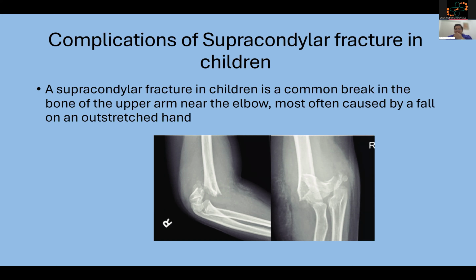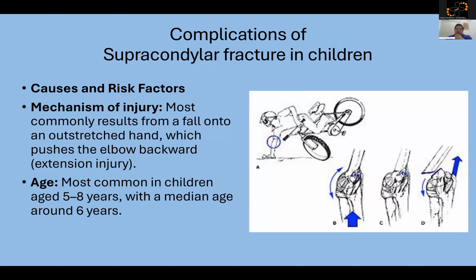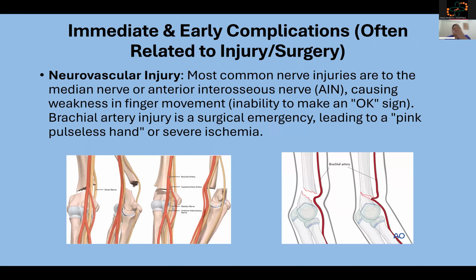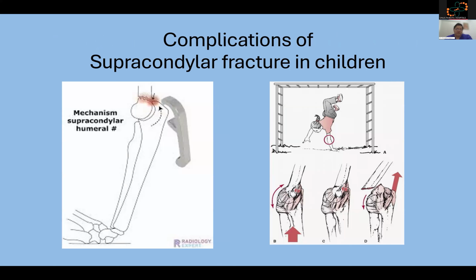The mechanism of injury is usually an outstretched hand with hyperextension, where the elbow gets hitched into the olecranon fossa and then breaks over the supracondylar area. Sometimes it will be comminuted also. When it comes to classification, there are four types of supracondylar fractures. Most complications are seen in type 4, where there is the highest displacement of the fracture.